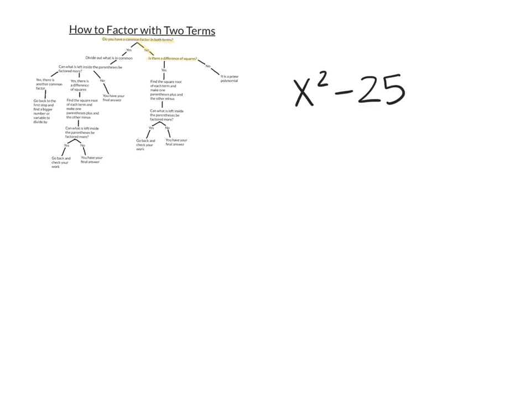So then the next step, is there a difference of squares? X squared, 25, are those both square numbers? Can we take the square root? Yep. Do we have a difference, subtracting? Yes. So we're going to go down this path. So then find the square root of each term and make one parentheses plus and the other minus. Square root of x squared, x, square root of 25, 5, one parentheses is plus, the other is minus.